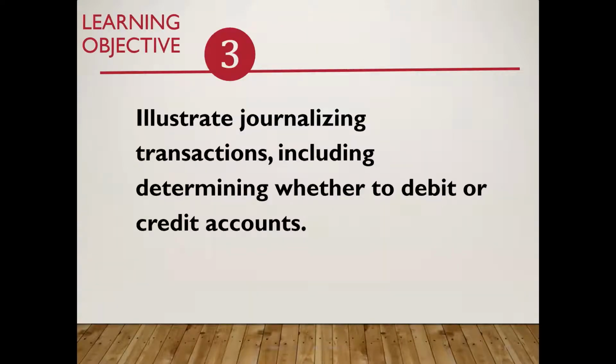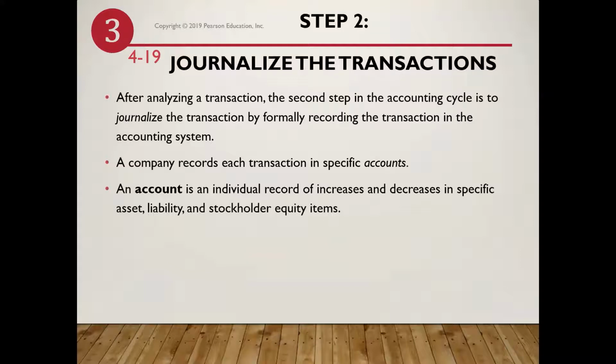Now we will go into objective number three, which is to illustrate journalizing transactions, including determining whether to debit or credit accounts. After you analyze the transaction, the next step in the accounting cycle is to journalize the transaction by formally recording the transaction in the accounting system. I will explain the journalization process, including the specific accounts, debits and credits, and journal entries.